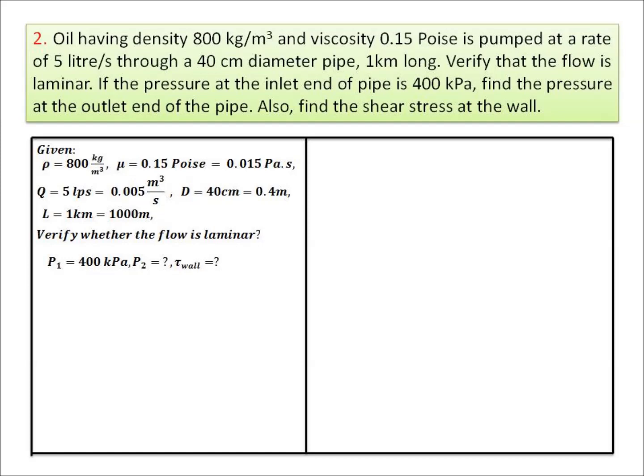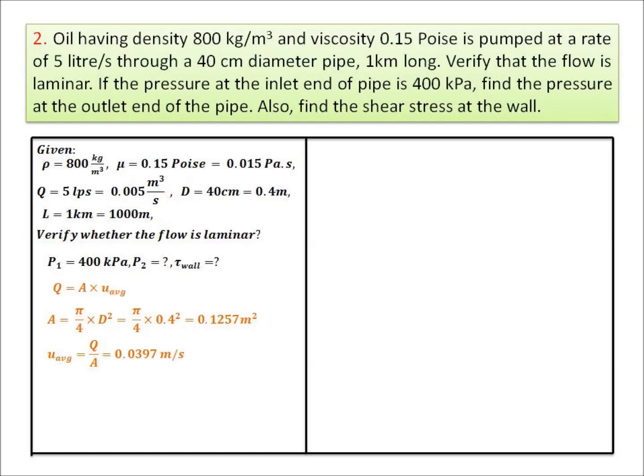And the pipe length is given as 1 kilometer, so converting this into meters, it is 1000 meter. We have to verify whether the flow is laminar or not, and the inlet pressure is given, that is P1 400 kilopascal, and along with this we have to calculate the pressure at the end of pipe, that is P2, and the shear stress at the wall.